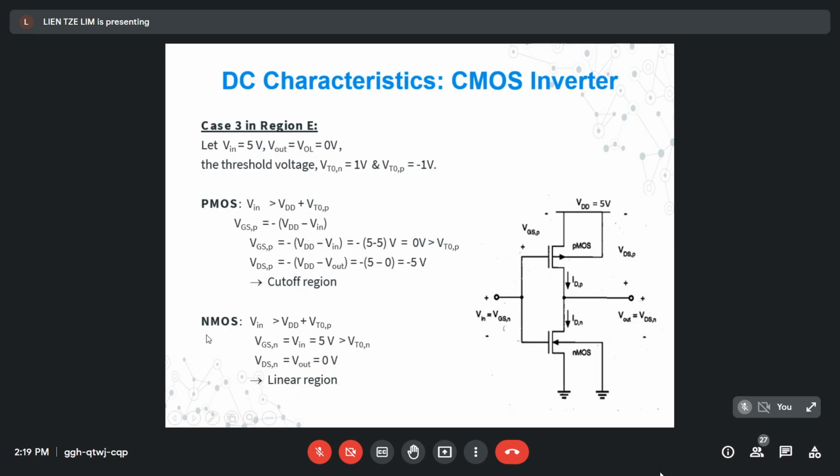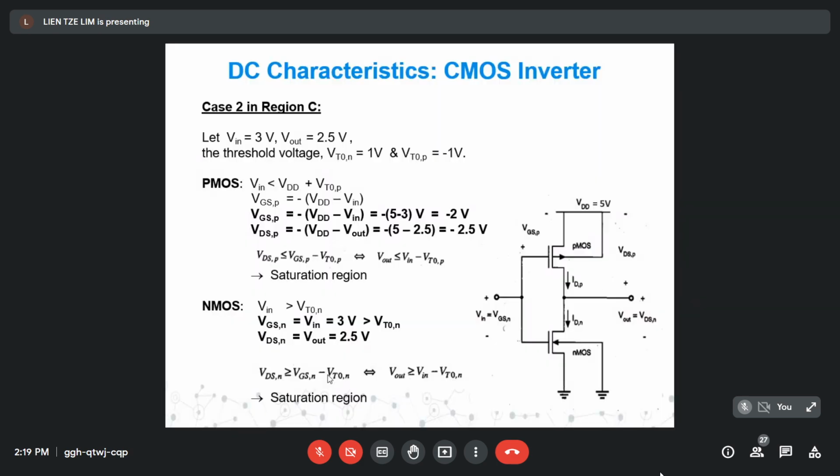For the PMOS, it is inverse. It must operate when the input is low. So this is how we should understand. All these cases I show you, I hope they can help you to revise all these operating modes.